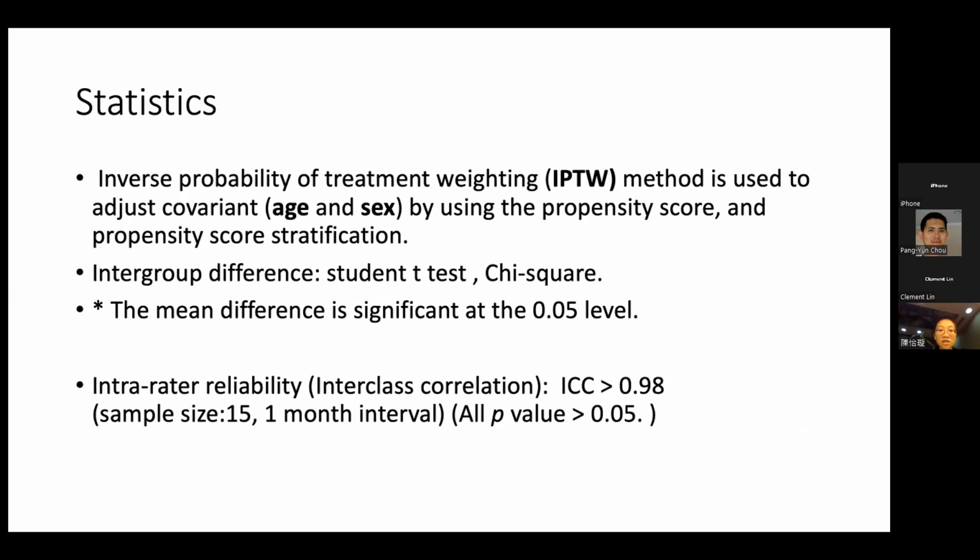In the statistics, due to the covariates of age and sex, we will first use inverse probability of treatment weighting to adjust for the covariates. Then we will do the intergroup comparisons, including the Student's t-test and chi-square test. The mean difference is considered significant at the 0.05 level. We also checked the intra-rater reliability, for which the ICC is high, more than 0.98.